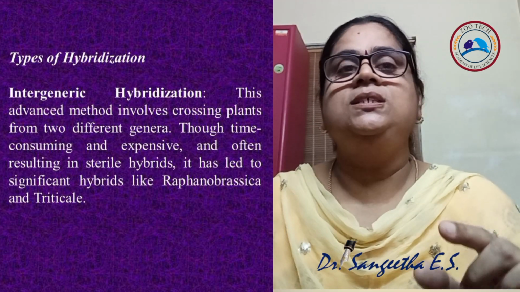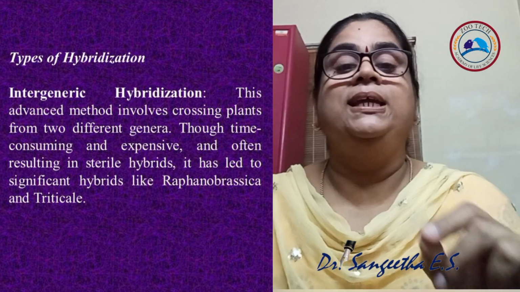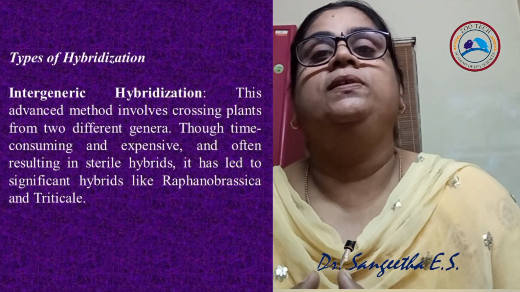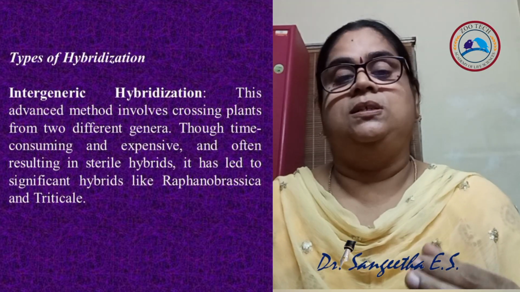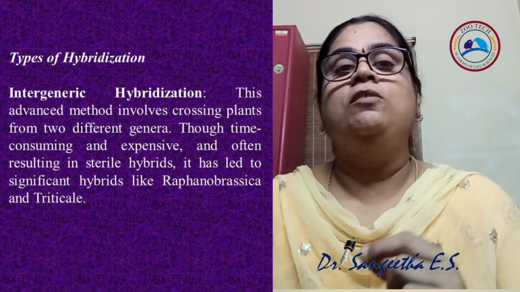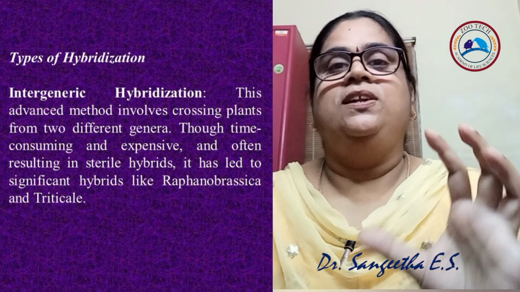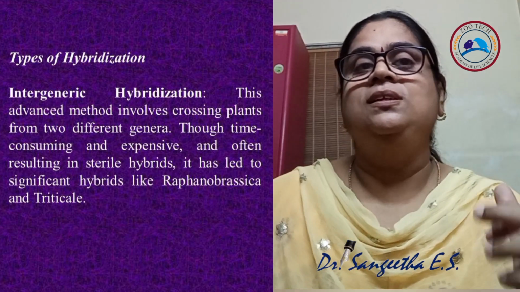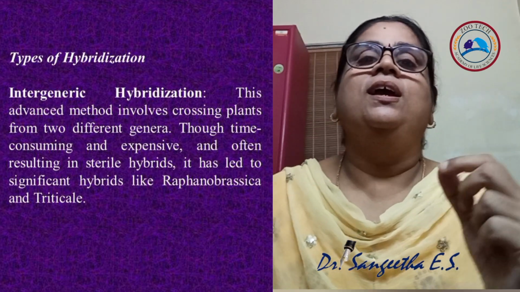Lastly, it is called intergeneric hybridization. Intergeneric, I-N-T-E-R, means we cross plants from two different genera. Although this technique is very time consuming, expensive, and often results in hybrid sterility, it has produced interesting hybrids like Raphanobrassica and Triticale. So this is intergeneric hybridization. These are all the types of hybridization we have talked about: intravarietal, intervarietal, interspecific, and lastly intergeneric hybridization.